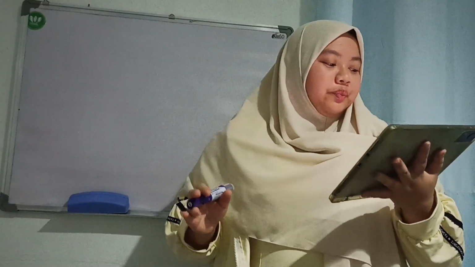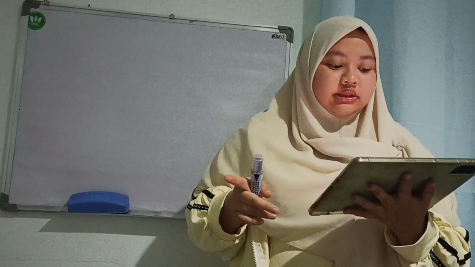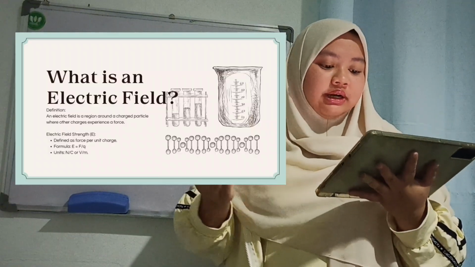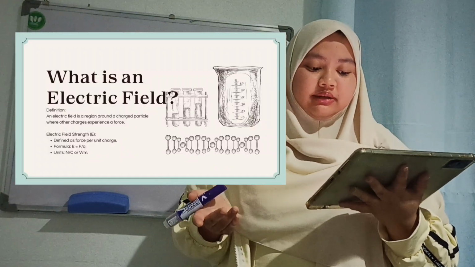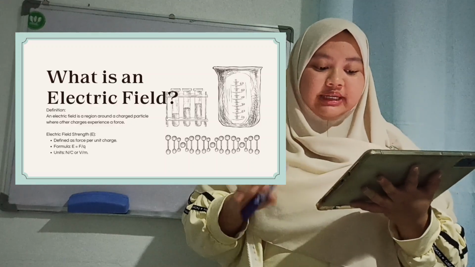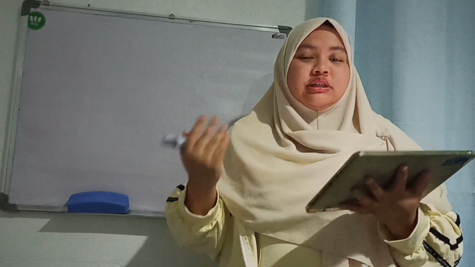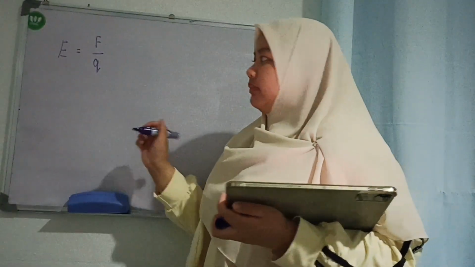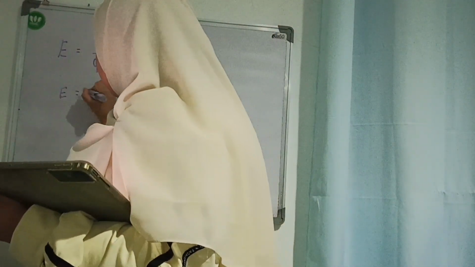So, now, we're going to talk about electric fields, current, and potential difference. What is electric field? It is a region around a charged particle where other charges experience a force. So how do we find electric field? The formula for electric field will be E is equal to F over Q. So what is E? E is the electric field.